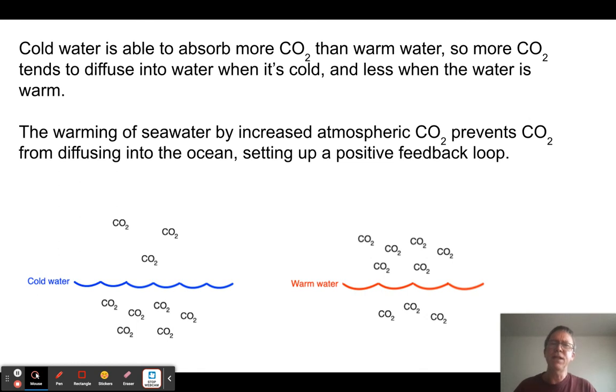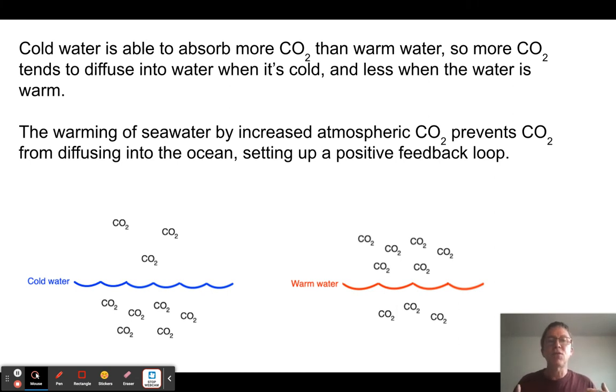There's what we call the oceanic carbon pump, where carbon dioxide goes into the water at a high rate near the poles where the water is very cold, and then it tends to come out of it closer to the equator where the water is warm. Right? It's just cool water holds more, warm water holds less.